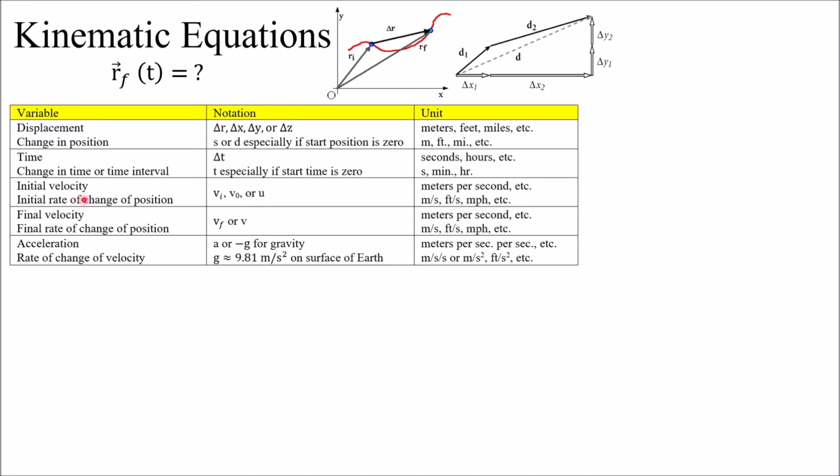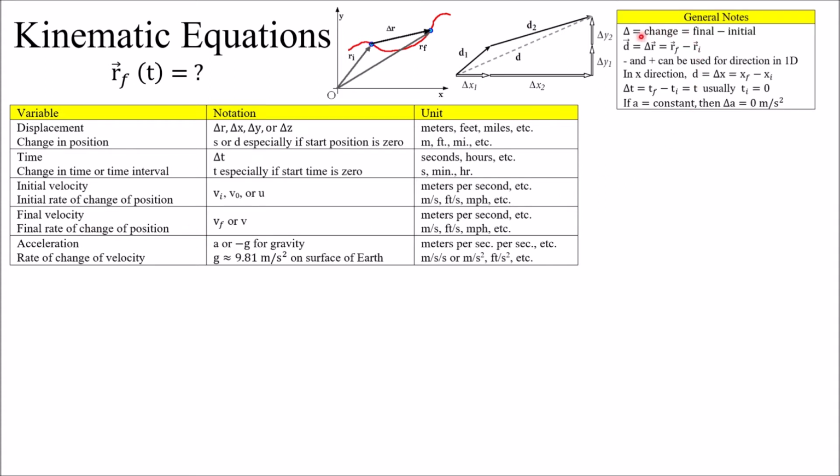We care about how fast we're going initially. What is your initial rate of change of position? And we also care about how fast you're going at the end of that time interval, so your final velocity. And then if there was some change in your initial and final, we care about the acceleration. So what is the rate at which that velocity is changing? When we know all 5 of these variables, we really know a lot about the motion at hand.